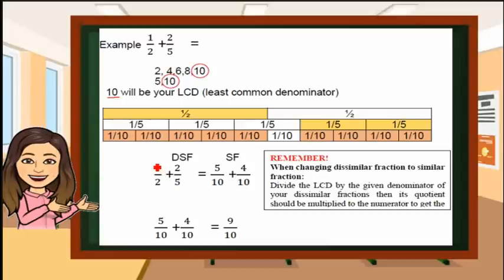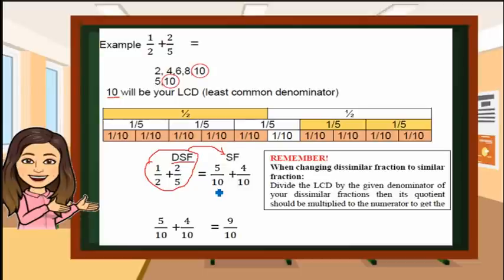So now, here, focus on this part. In this part, 1/2 and 2/5 are still what? Dissimilar fractions. But later on, they will be similar fractions by using the LCD 10. So now, how do we change dissimilar fractions to similar fractions? First, you have to divide the LCD by the given denominator of your dissimilar fraction. Okay, like this, follow me.